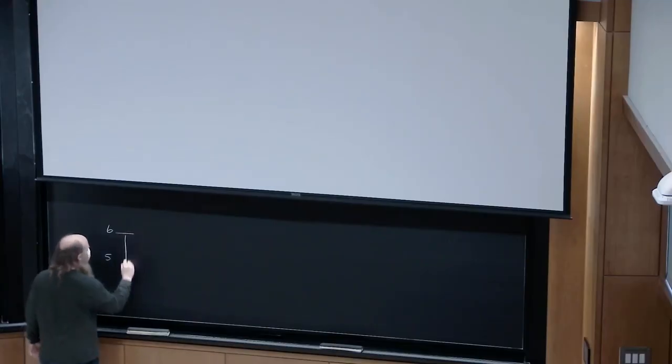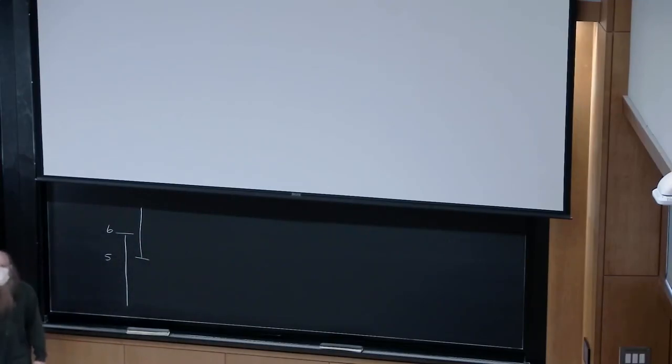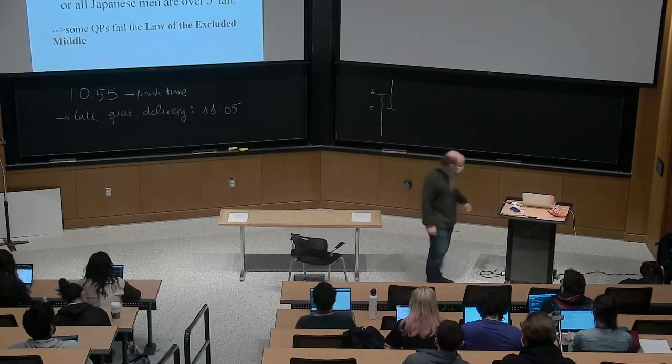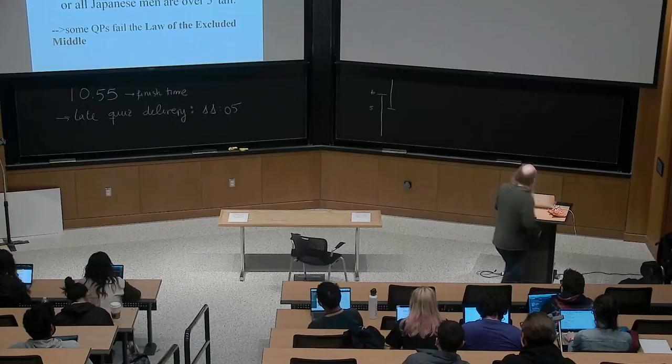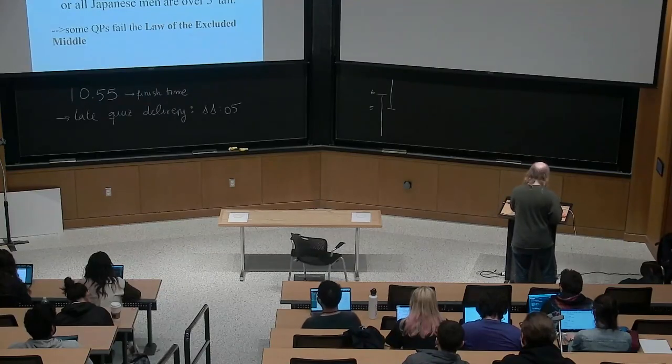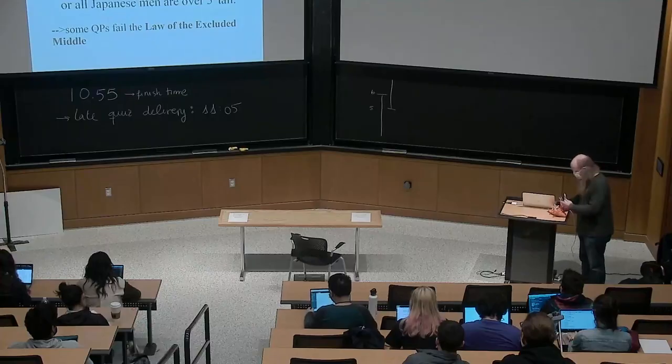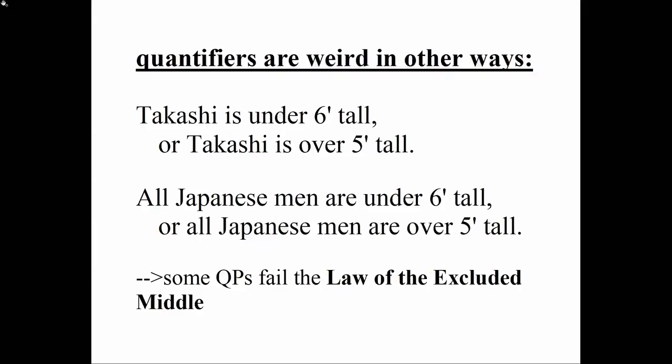These are two predicates such that, here's 5 feet tall and here's 6 feet tall. And we're talking about people who are under 6 feet tall and also the people who are over 5 feet tall, well, we've covered everybody. So we don't have to look at Takashi. We don't have to know who Takashi is. That first sentence is true. Takashi is under 6 feet tall, or Takashi is over 5 feet tall. But the second sentence is false, or at least doesn't have to be true.